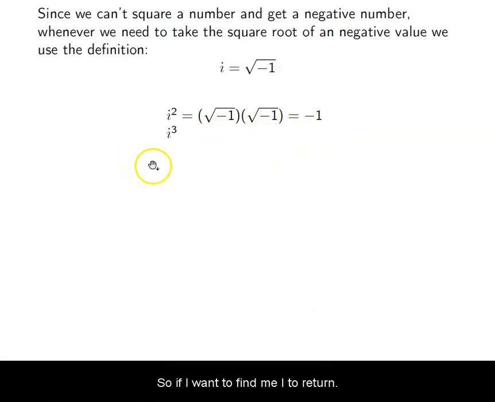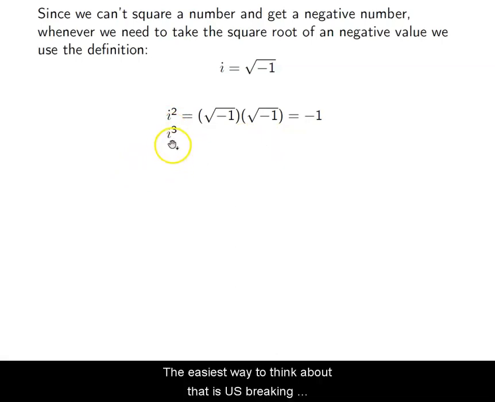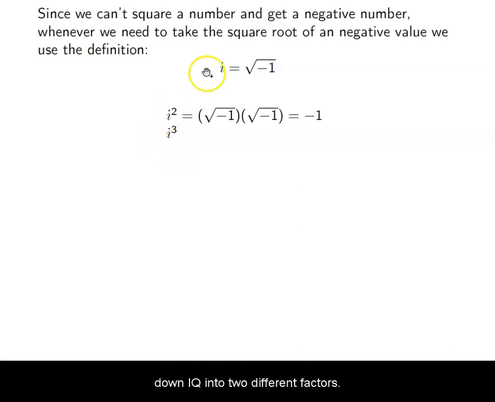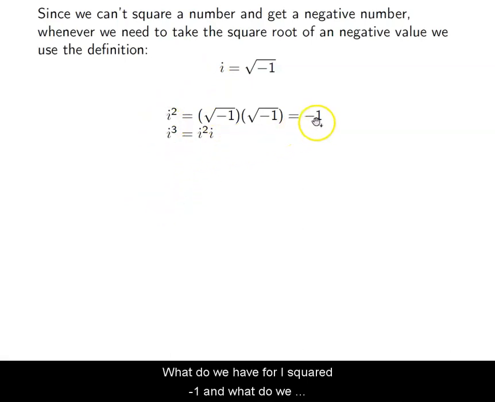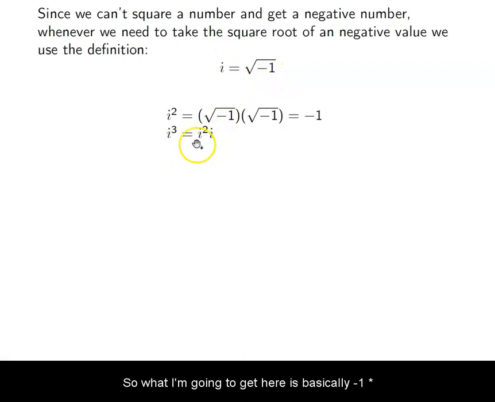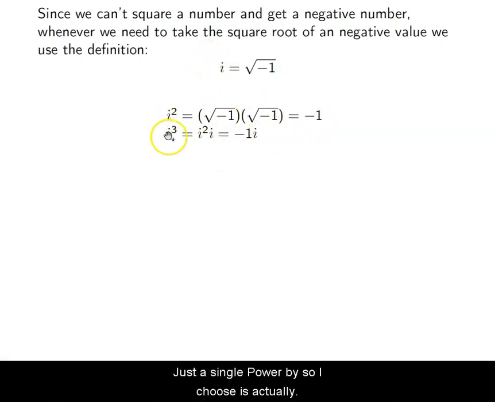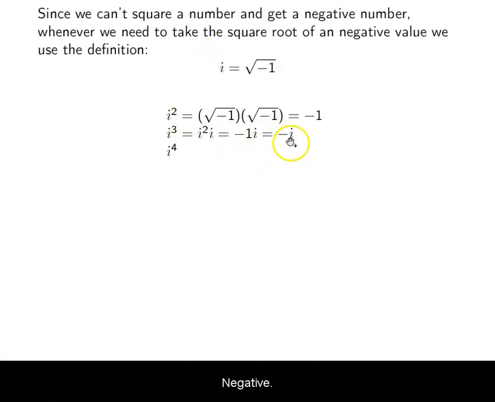So if I want to find the i cubed term, the easiest way to think about that is breaking down i cubed into two different factors, i squared and i. Okay, what do we have for i squared? -1. And what do we have for i? The square root of -1. However, whenever we see the square root of -1, we never actually write square root -1. We always write i. So what I'm going to get here is basically -1 times i. I'm going to simplify this in terms of just a single power of i. So i cubed is actually -i.